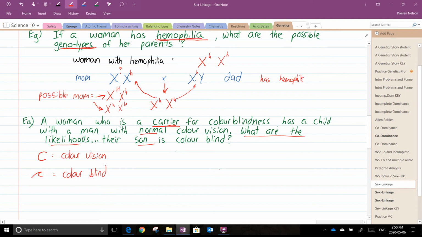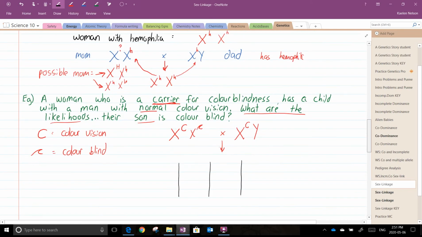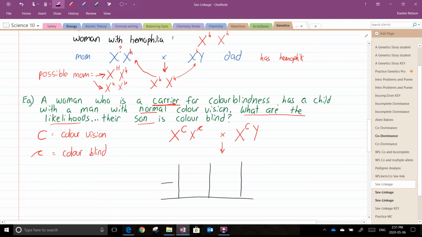So we have a woman who is a carrier. We know that she will be X big C, X little c, and that little c there is her carrying gene. And the man has normal color vision, so X big C, Y. Okay, we want to know the chances that their son will be colorblind, so let's practice with our Punnett squares.